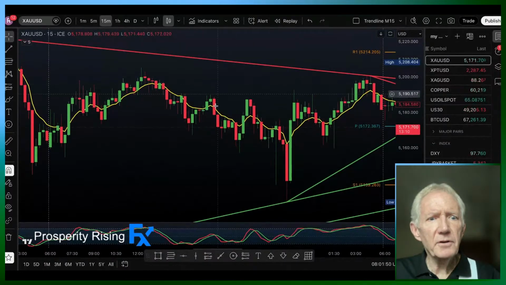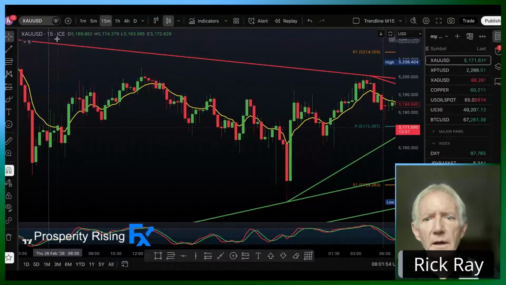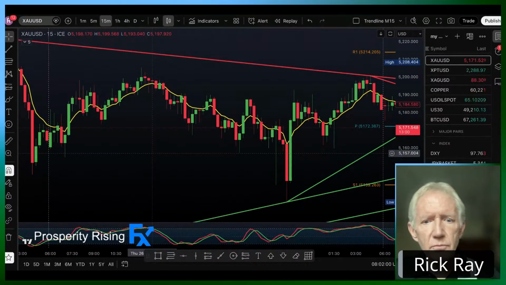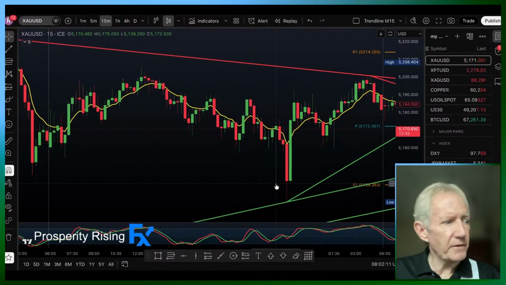And what we're looking at here is the gold chart, XAU-USD on the 15-minute time frame. And this is not today, this is yesterday. Before we look at today's chart, I just wanted to review this one. This is yesterday. This candle here, you see this big bearish candle initially, and then it finished with a wick.